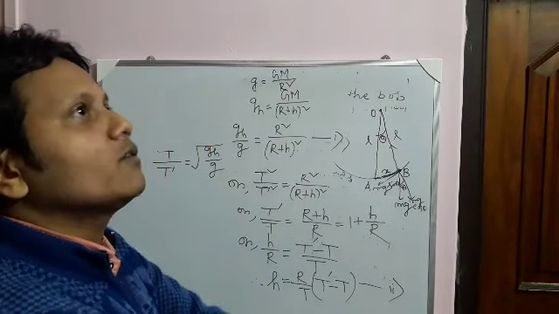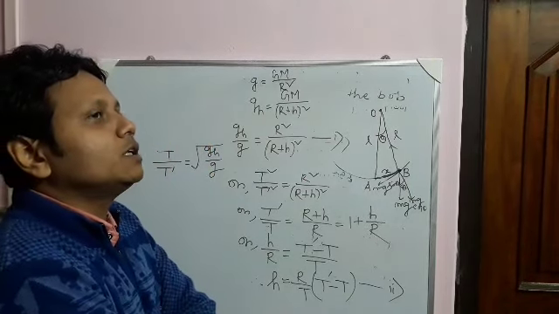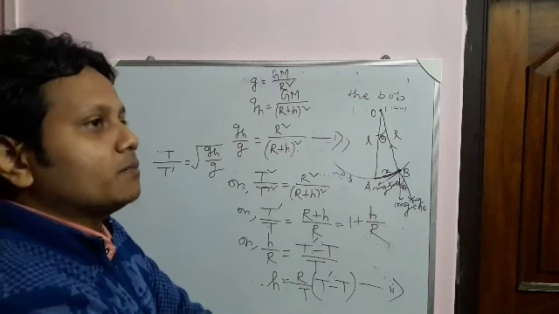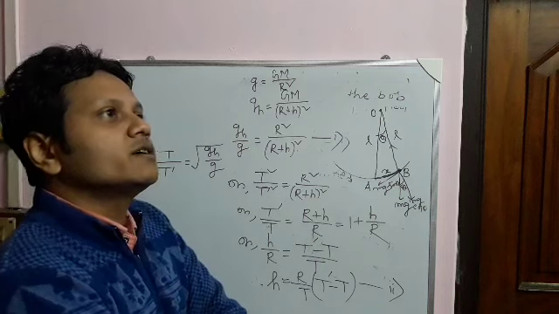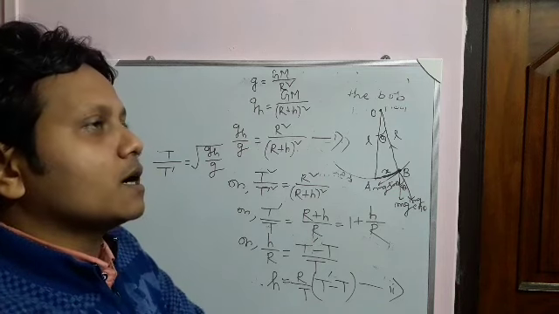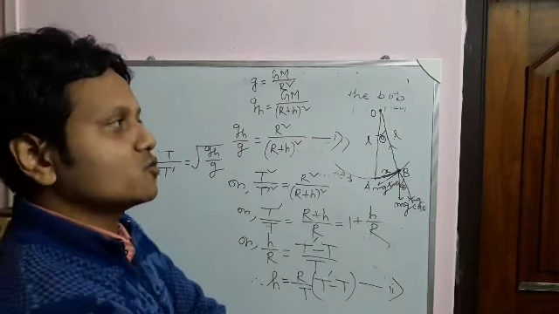In our next class I will discuss a few applications of gravitational potential, and there I will consider at least 2 examples. I will take a spherical shell and a solid sphere.